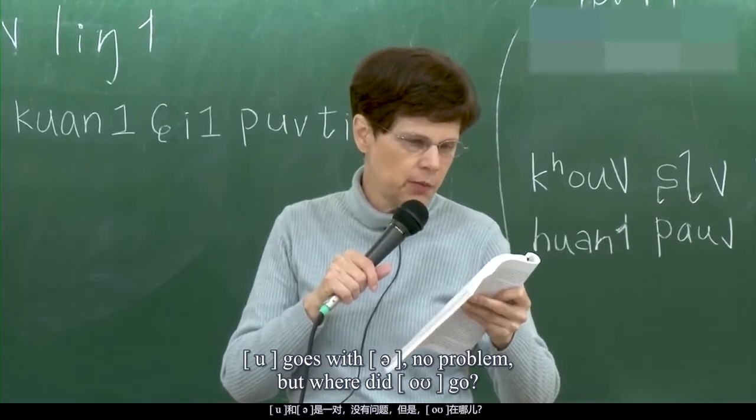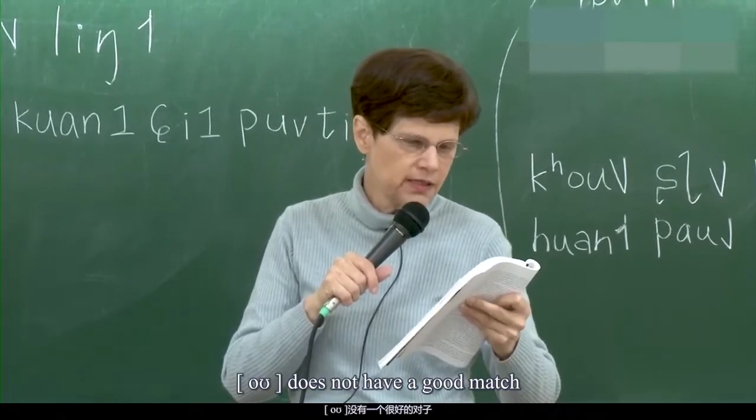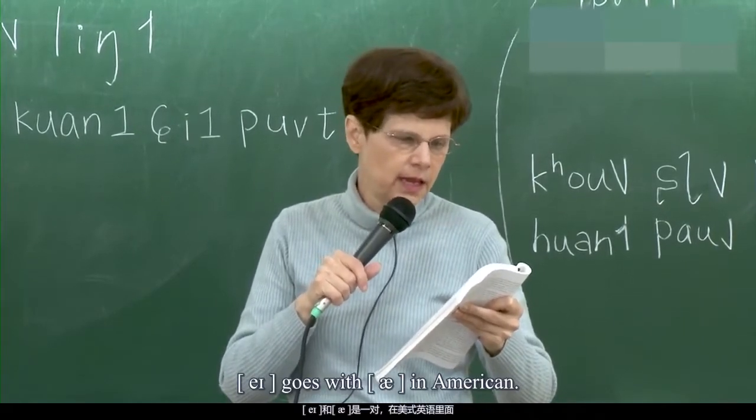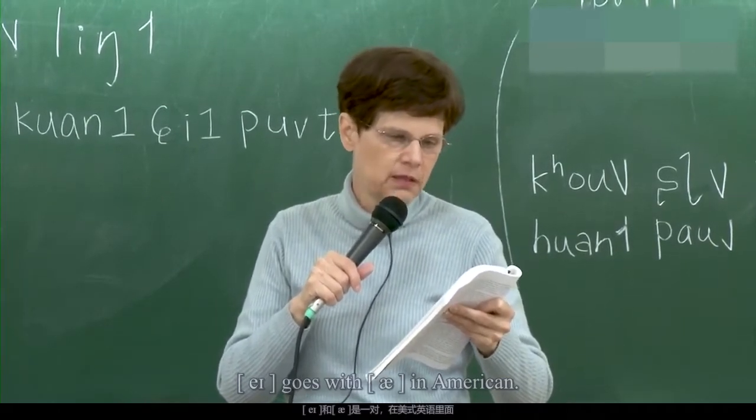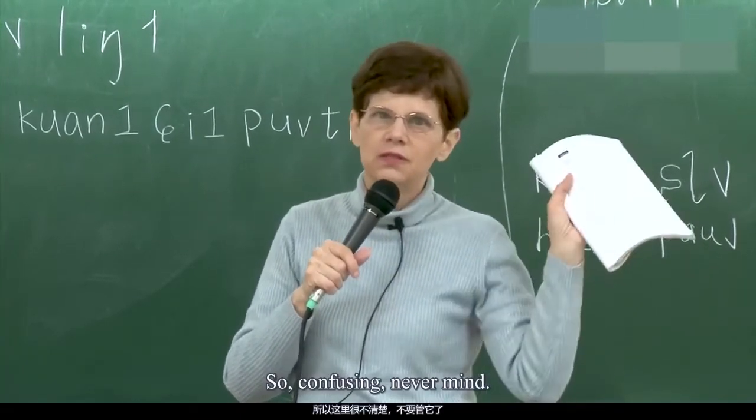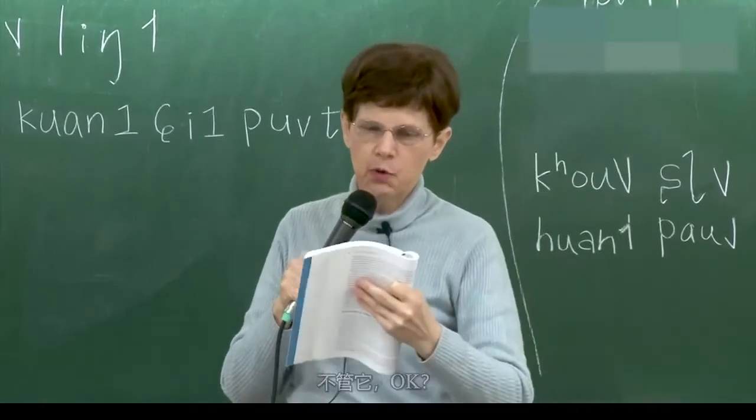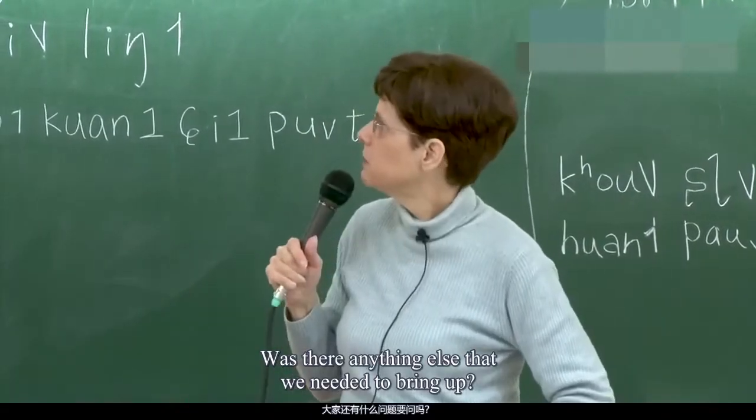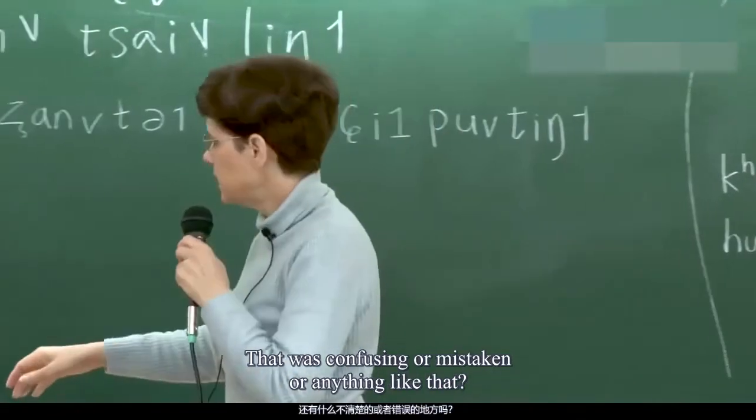U goes with no problem, but where did O go? O does not have a good match. In American, it goes with A. A goes with A in American. And E actually goes with E. So, confusing. Never mind. 不管它. Okay? Was there anything else that we needed to bring up that was confusing or mistaken or anything like that?